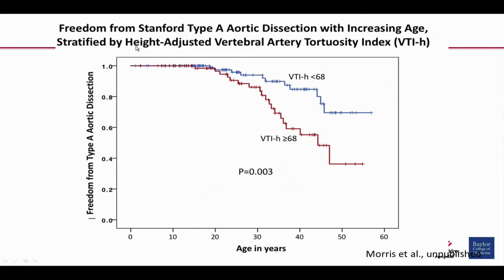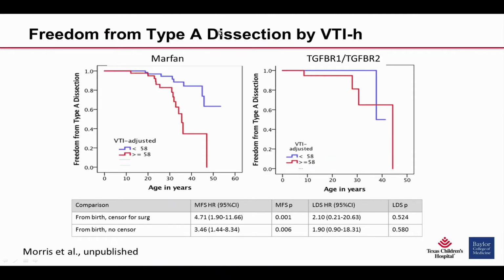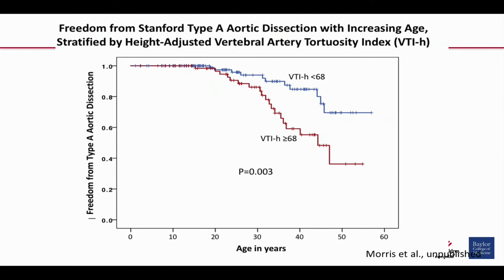So we looked at our cohort of patients. This is a population we're studying right now of about 300 patients from the GenTAC registry and 300 adult patients that we personally follow at Texas Children's Hospital. We stratified using VTI height indexed, developing a cutoff from an ROC curve, height index greater than 68 or less than 68, and looked specifically at type A aortic dissection with increasing age. We saw that patients who had a high vertebral artery tortuosity were much more likely to dissect at an earlier age.